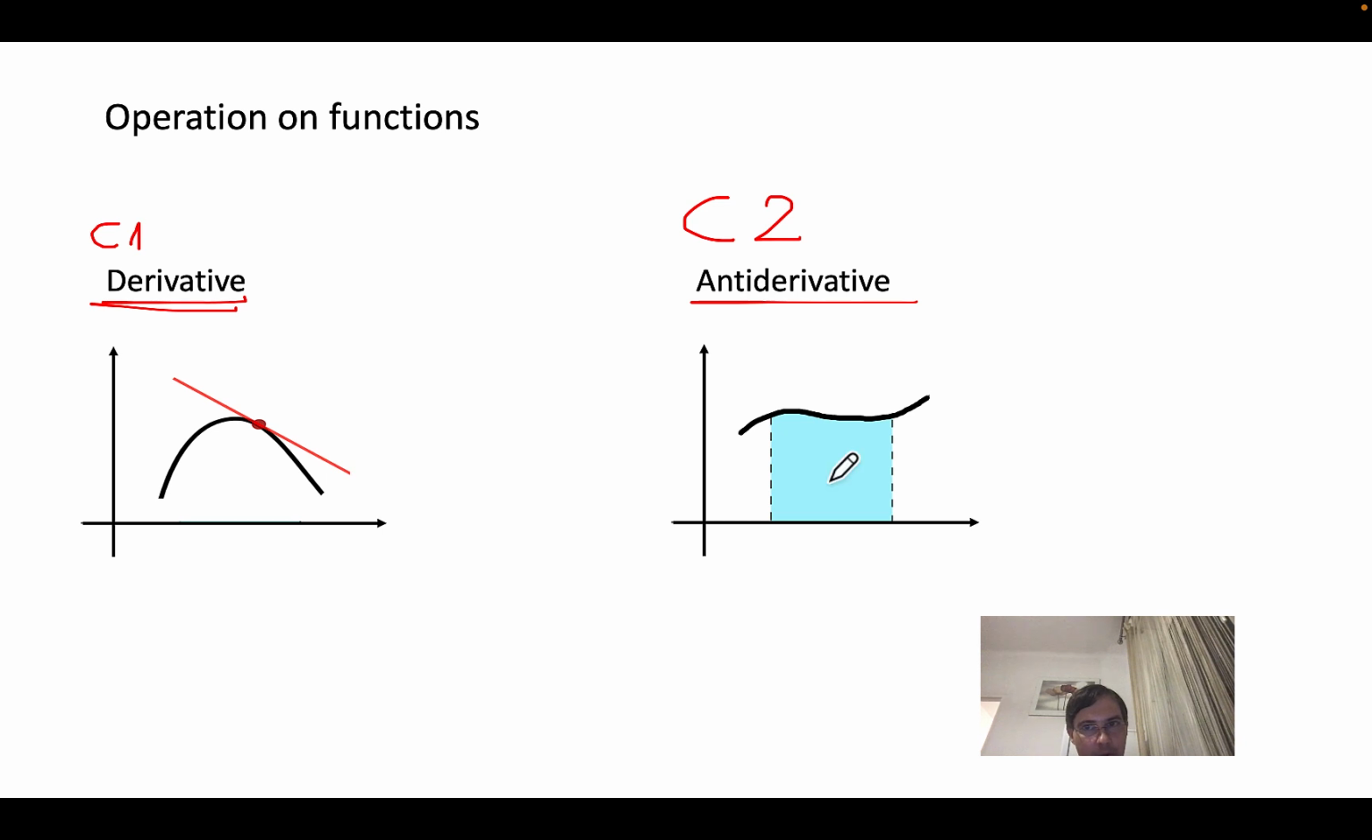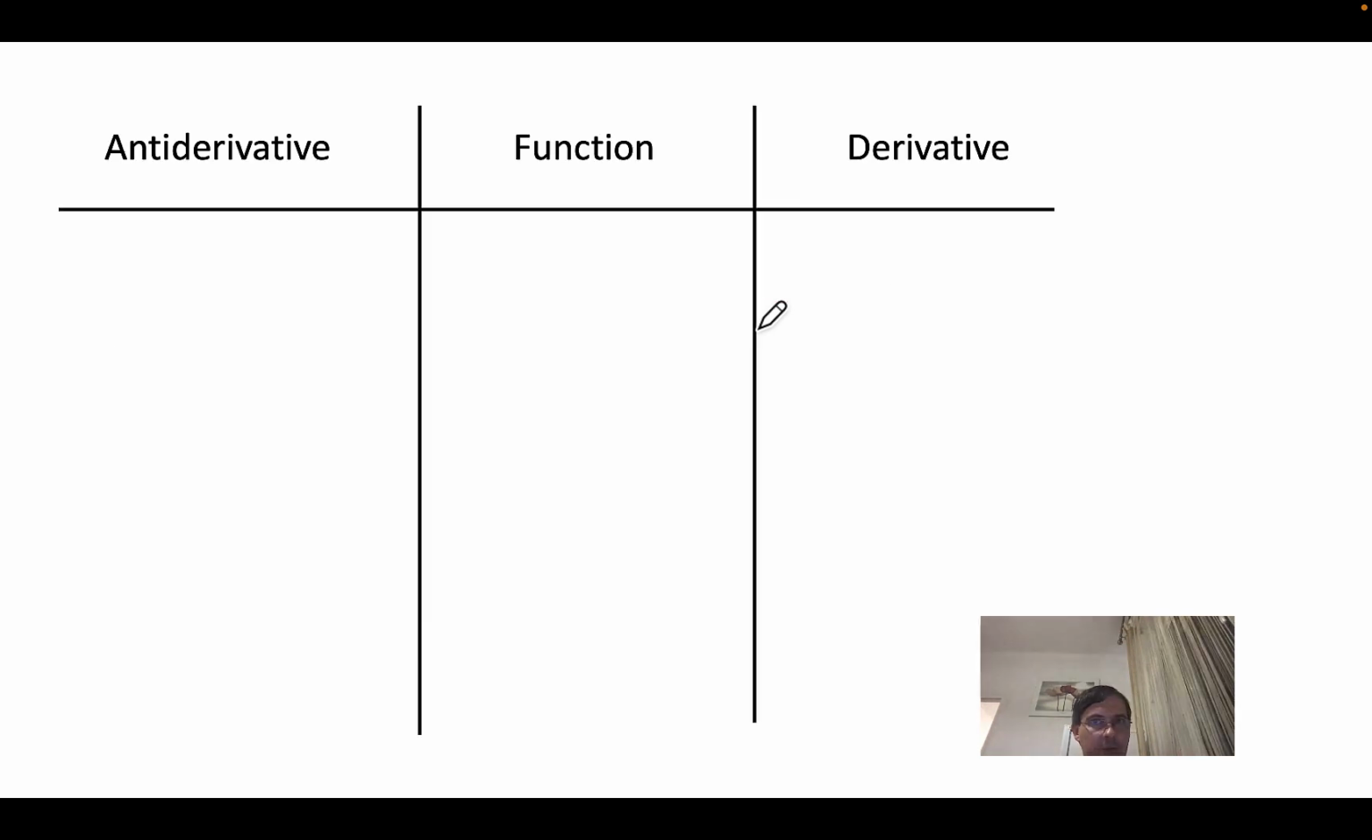Now, the antiderivative can be used to compute the area under the given function from some point, let's say from A up to B. So what is an antiderivative, and how do we define an antiderivative of a given function?